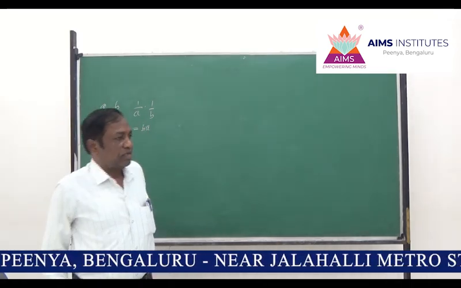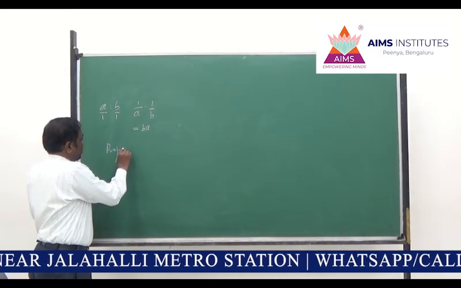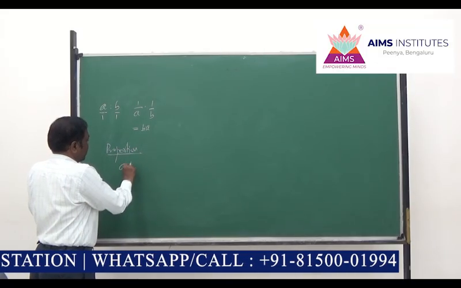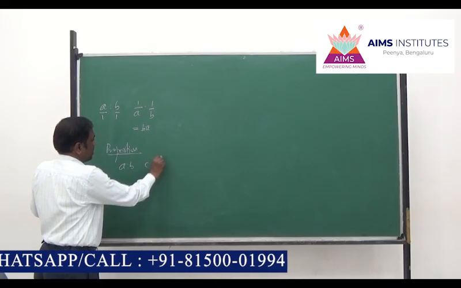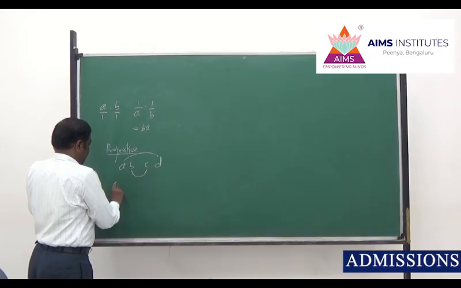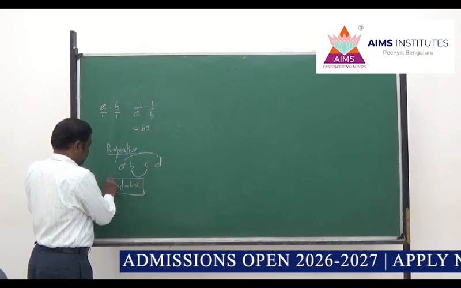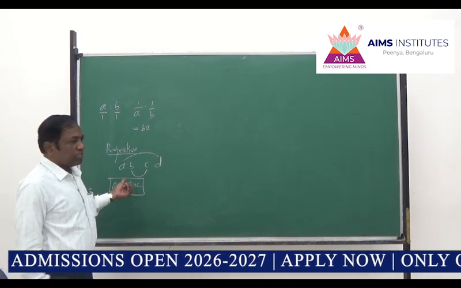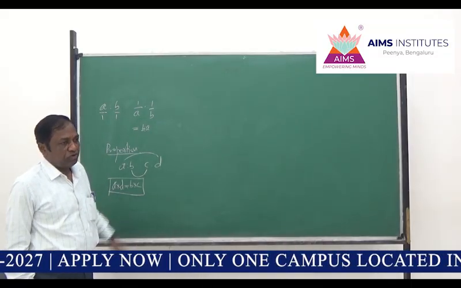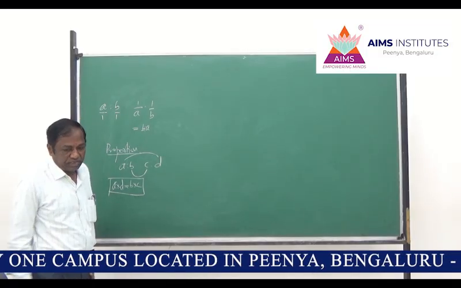And you need to know the proportion. What is proportion? Proportion means there are 4 terms: A is to B is equal to C is to D. It means A into D is equal to B into C. This is the proportion. Product of means and product of extremes. This is the means, this is the extremes. Product of extremes is equal to product of means. LHS equal to RHS, then it is in proportion.